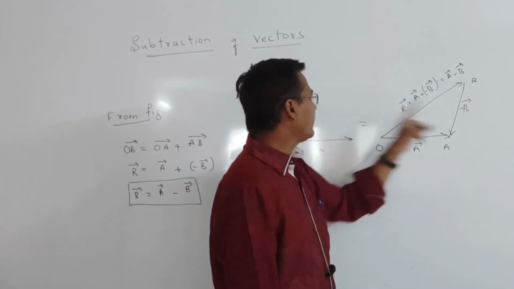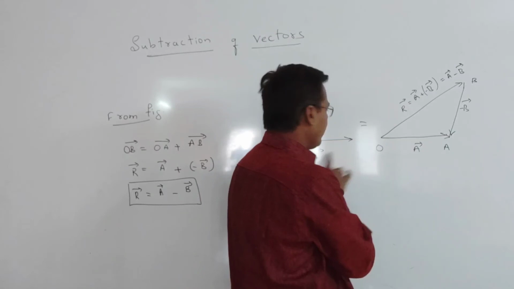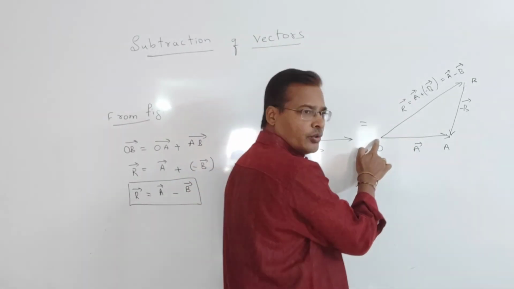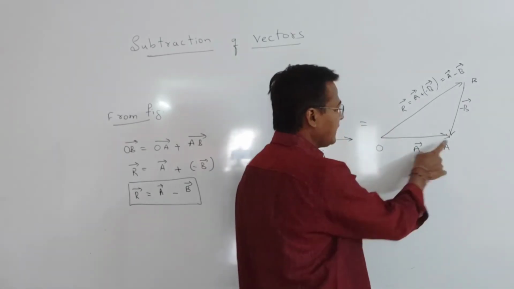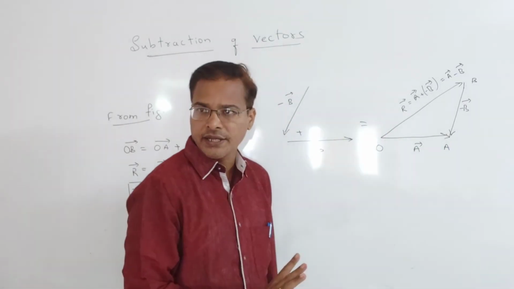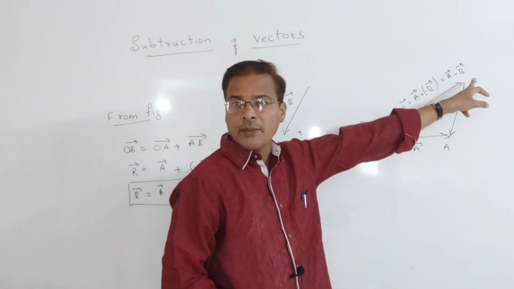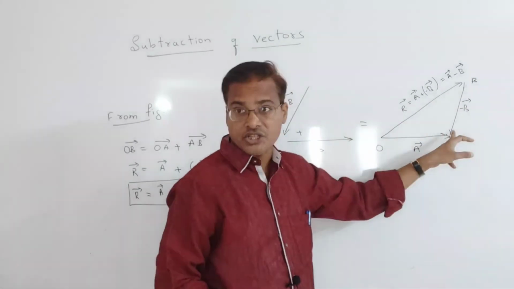So when we try this, this is A vector as it is, we have written. Here O is the tail, A is the head. O is the tail, A is the head, we have already taken it. But this one, B vector, its head we are touching to the A head.